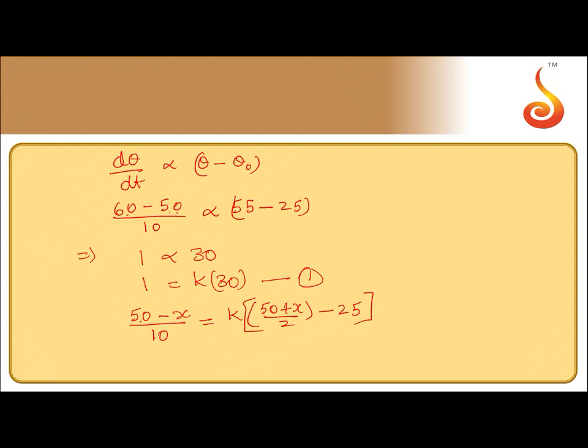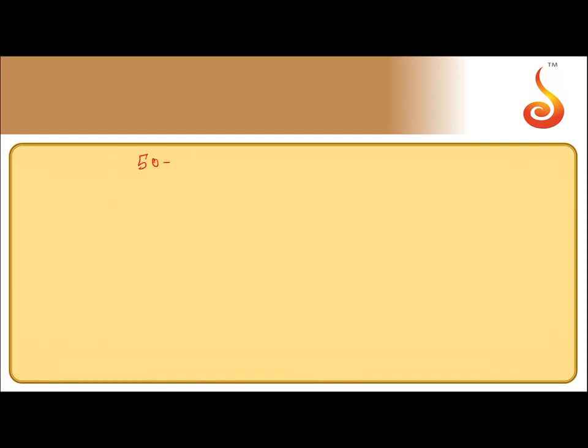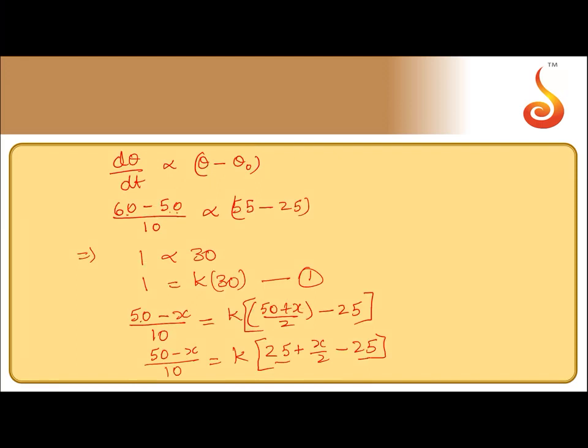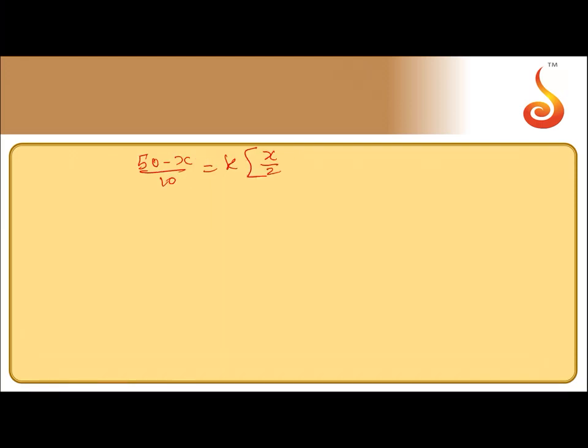Now, simplify this. (50 minus x) divided by 10 is equal to k into (25 plus x by 2 minus 25). So, that will give you (50 minus x) by 10 is equal to k into, look at this, 25 gets cancelled, you will be left with only x by 2. So, we need to eliminate k to get x.